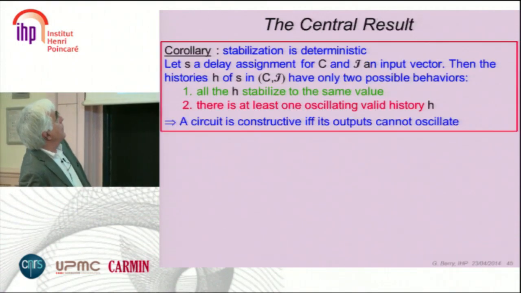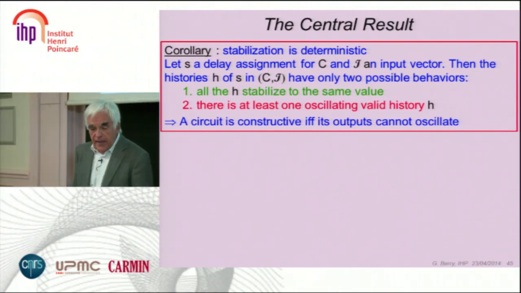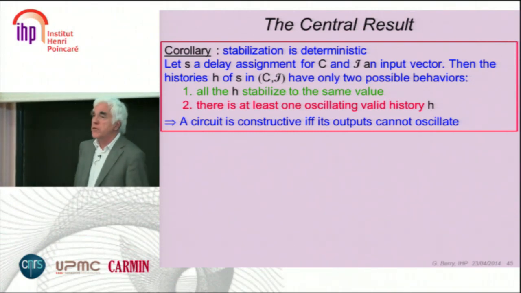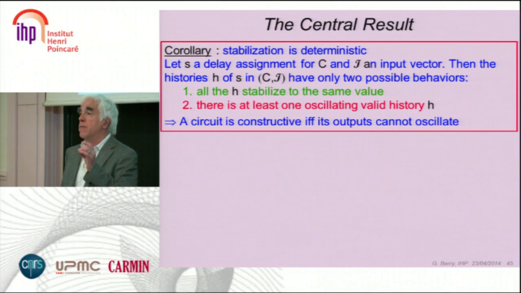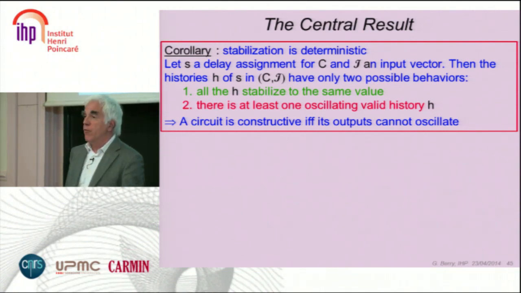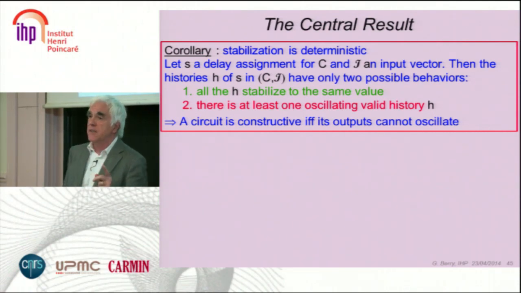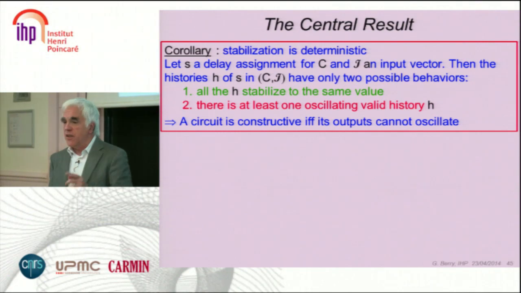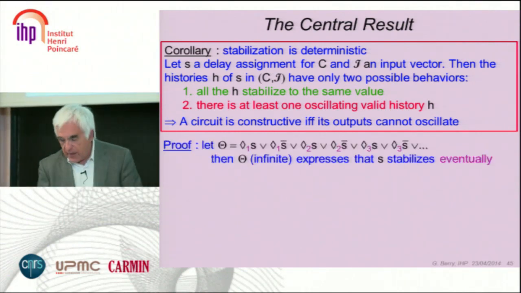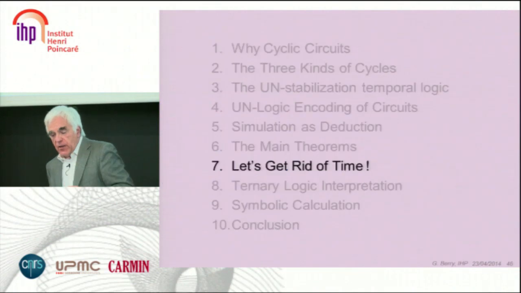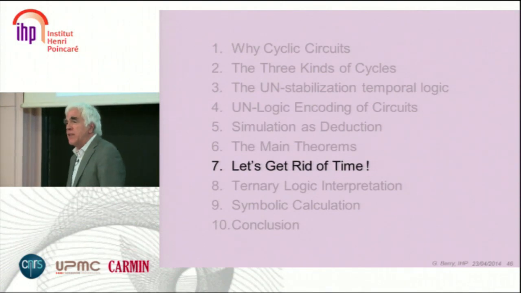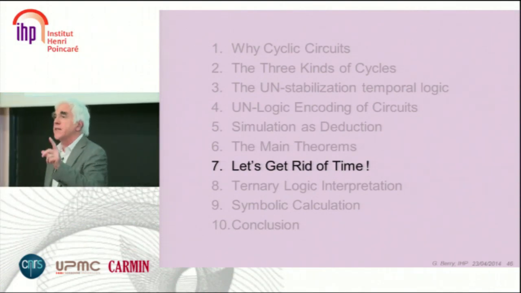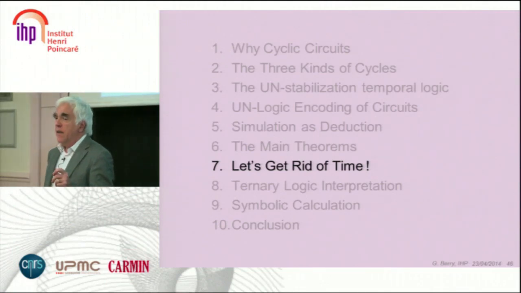And then the central result is that in any circuit with delays, there are two possible behaviors only. Either all the histories stabilize in finite time, and bounded time actually, to the same value, which means all circuits are deterministic if they don't oscillate, or there is one oscillating history. And we want to reject circuits where there is one oscillating history. So the proof was given yesterday. So now I said the good news is that once we have demonstrated this theorem on one particular timing for a circuit, then we can get rid of time.